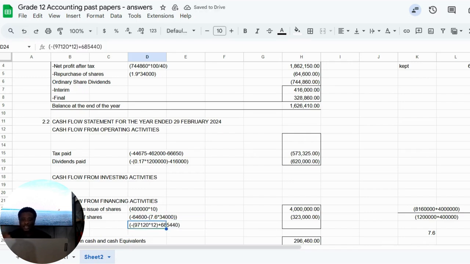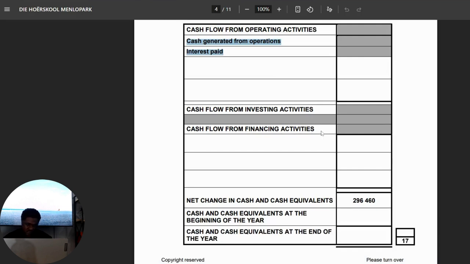So we repaid 97,120 times 12, and then part of that was 685,440, which was payment towards interest. So if we really work it out, the amount paid towards the capital balance of the loan is 480,000. Now, in this case, we would have enough to work out the cash flow from financing activities, but we don't have to. You can see that this is a blank thing here.